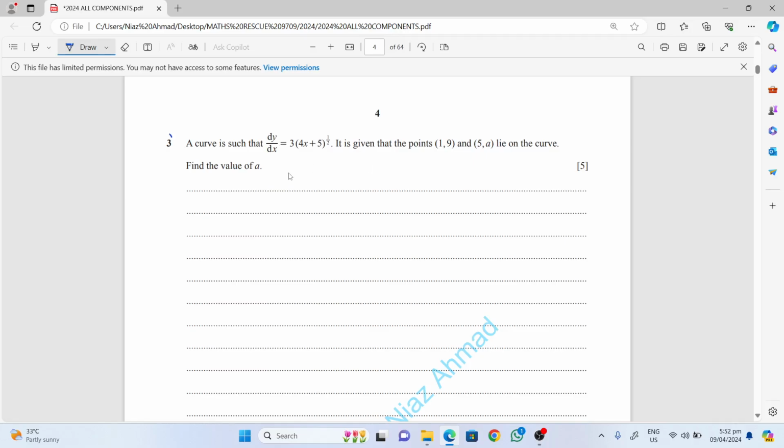So in question number 3, a curve is such that dy by dx equals this expression. It is given that points (1, 9) and (5, a) lie on the curve. Find the value of a. So first of all, we are going to integrate this expression. y equals the integral of 4x plus 5 whole power 1 over 2 dx.